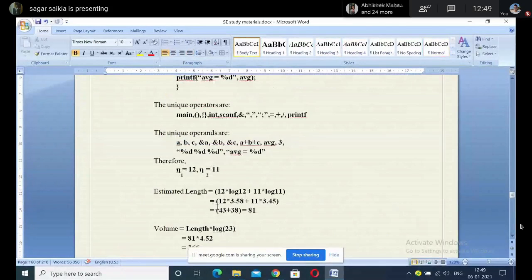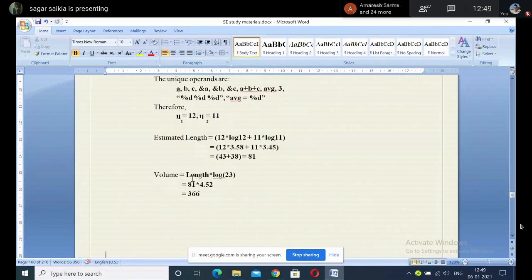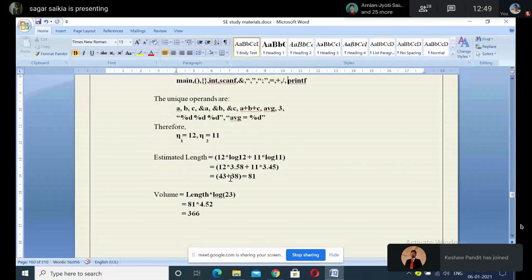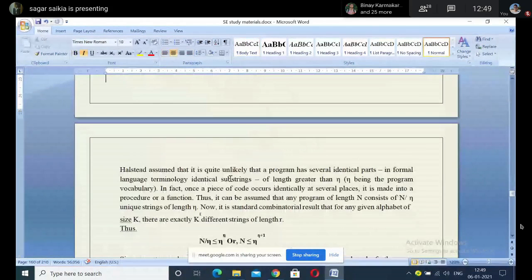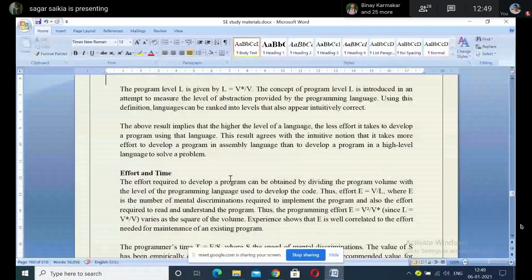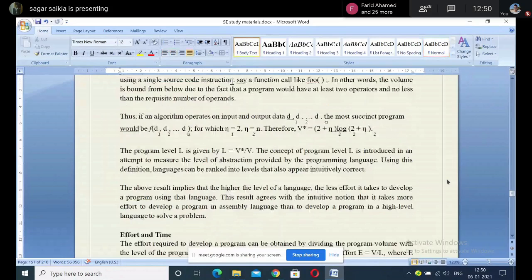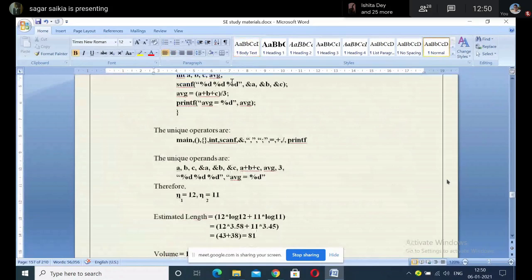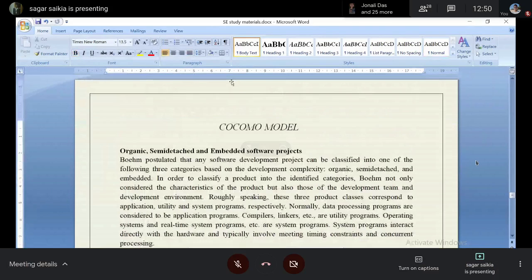Okay, it's estimated length. So you just have to input these values there, in the given formula. Volume is also length into log of this thing. Just check one. V is equal to N into log to the base of 2 eta. That means program vocabulary. So from there, code will be given, and from there, basically, we need to find.